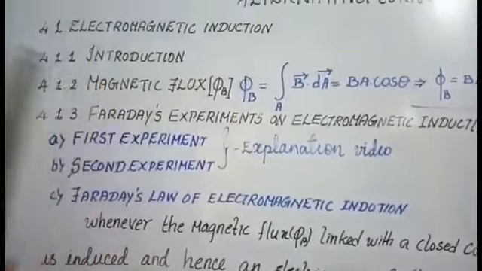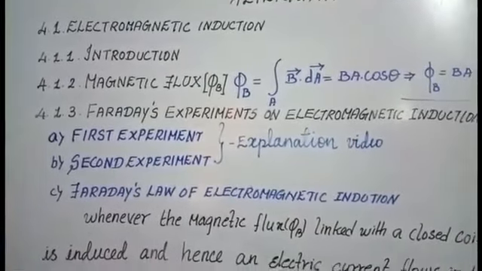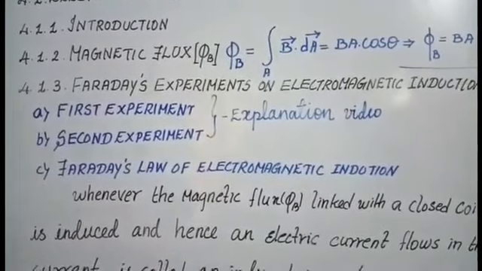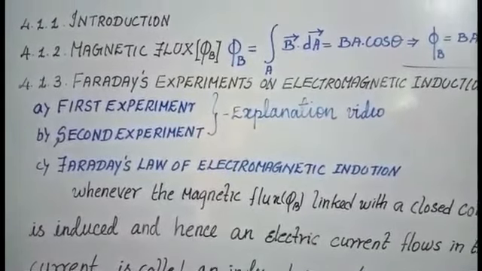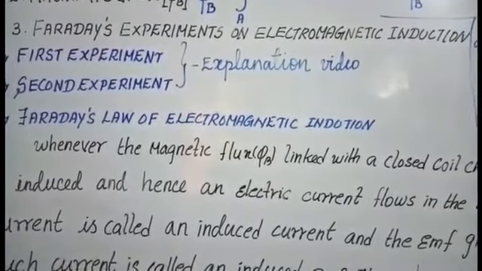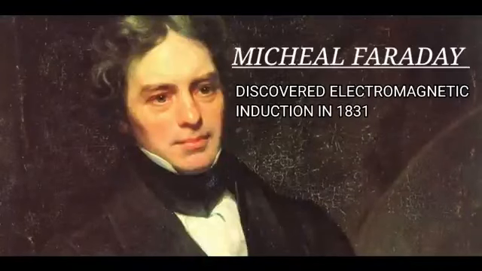Introduction. In the previous chapter, we have learned that whenever an electric current flows through a conductor, it produces a magnetic field around it. This was discovered by Christian Oersted. Later, Ampere proved that a current carrying loop behaves like a bar magnet. These are the magnetic effects produced by the electric current.